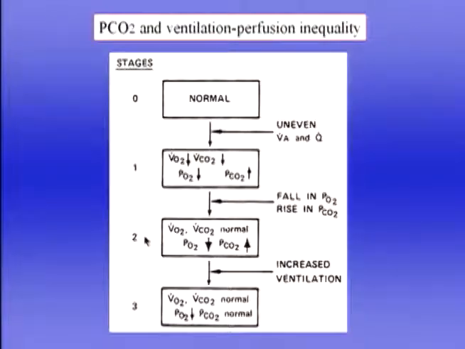But some patients don't stay at stage 2, they move to stage 3, which is shown here. And why is that? The reason is that the body is, quote, very reluctant to see the PCO2 rise. Why is that? Because a rise in PCO2 changes the hydrogen ion concentration, changes the pH of the blood, and it interferes with a number of enzymes in the body. It changes the configuration of certain proteins. It interferes with the central nervous system.